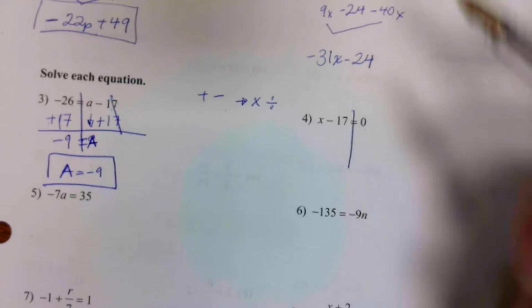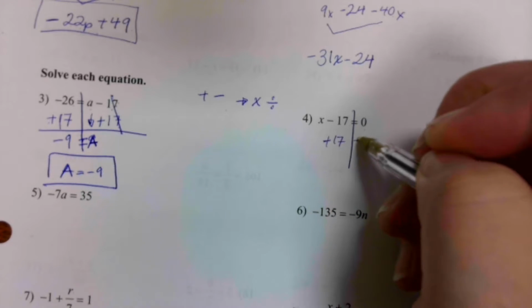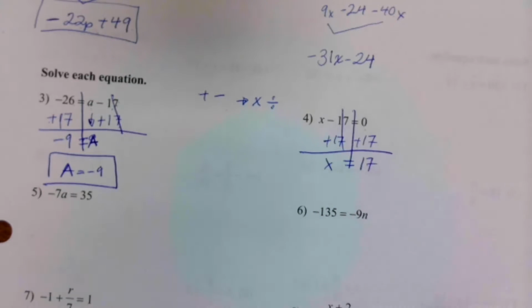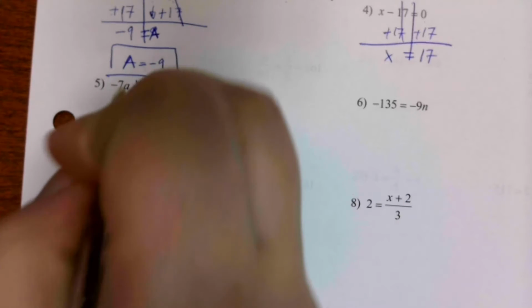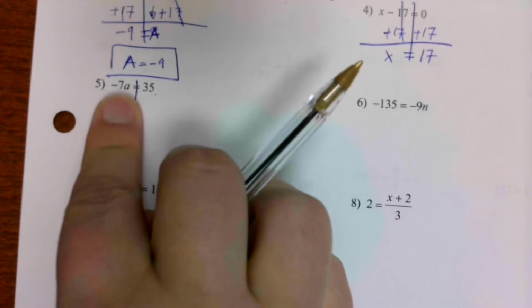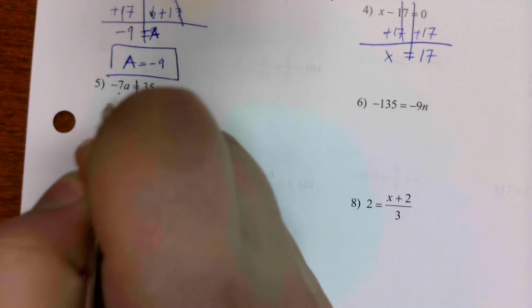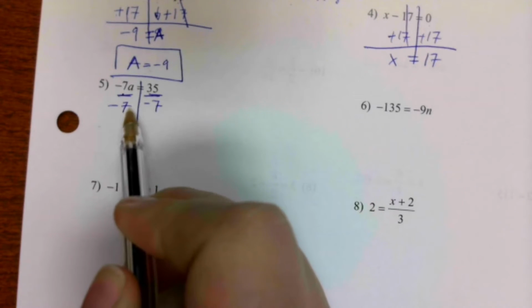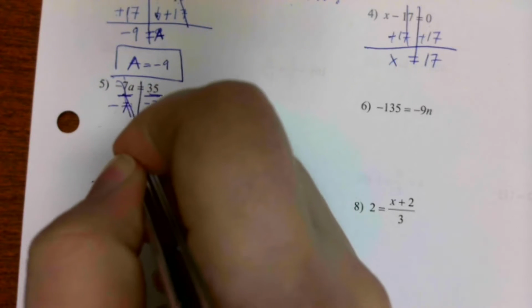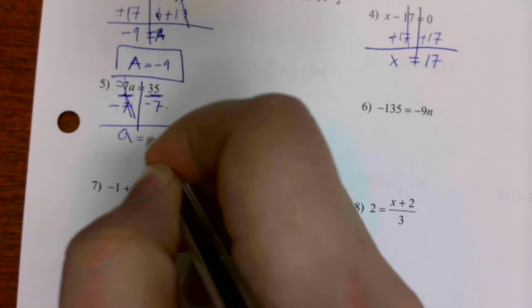Again, I want the variable alone, so I'm going to just add 17. X equals 17. Done. I want the a by itself. I can't add or subtract anything because there's not separate terms. That 7 is connected with that a, which means it's multiplied. So the opposite of a multiplication is division. You are not dividing by the a. If you wrote an a down here, I would mark you wrong. The a is coming down. I'm getting a negative 5.